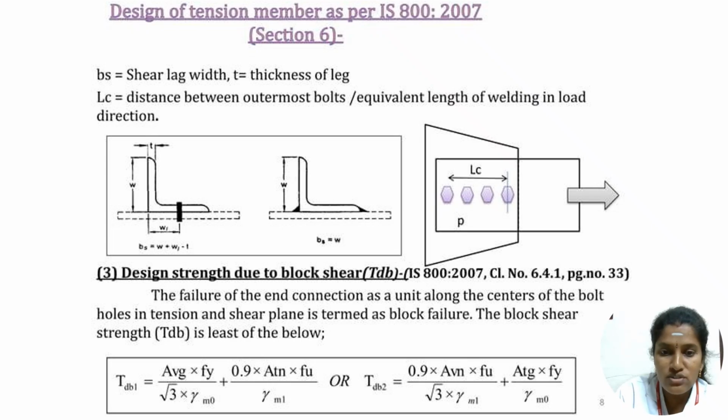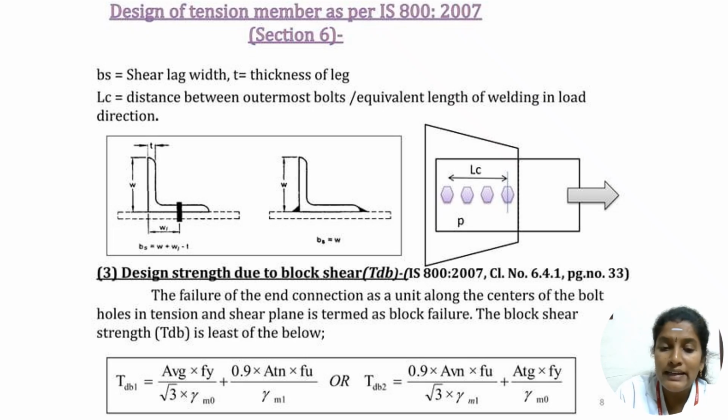Final one is the design strength due to block shear, Tdb. This can also be derived from IS 800, right? So we have another formula here. This failure of the end section along the line of the bolt holes in the tension and shear plane is termed block shear failure. So this block shear strength is the least of these two. We can take this formula and this formula. So Tdb1 is one formula and Tdb2 is another formula. These will be used for calculating block shear.